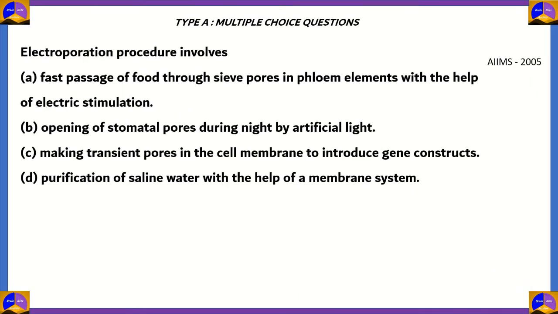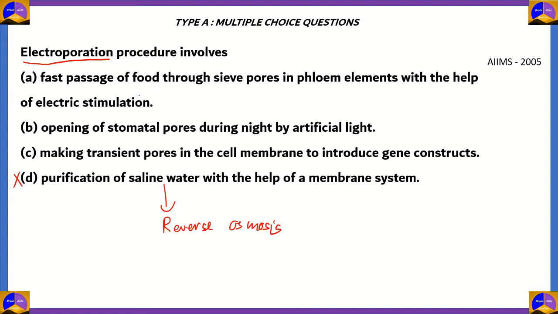Let's look at this question. Electroporation procedure involves one of these four options. If you look at option D, purification of saline water with the help of a membrane system, this is what we call reverse osmosis. We use this in many countries with water scarcity to use water from the sea by desalination. So option D is not electroporation, so that is incorrect.